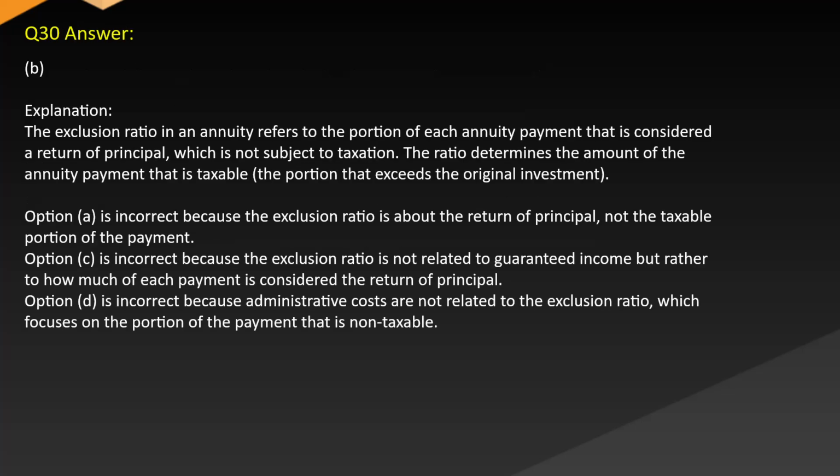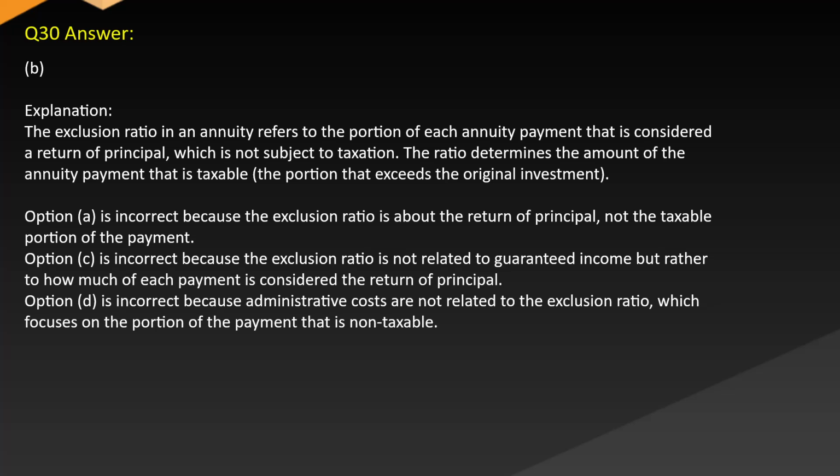Answer B. Explanation. The exclusion ratio in an annuity refers to the portion of each annuity payment that is considered a return of principal, which is not subject to taxation. The ratio determines the amount of the annuity payment that is taxable, the portion that exceeds the original investment.